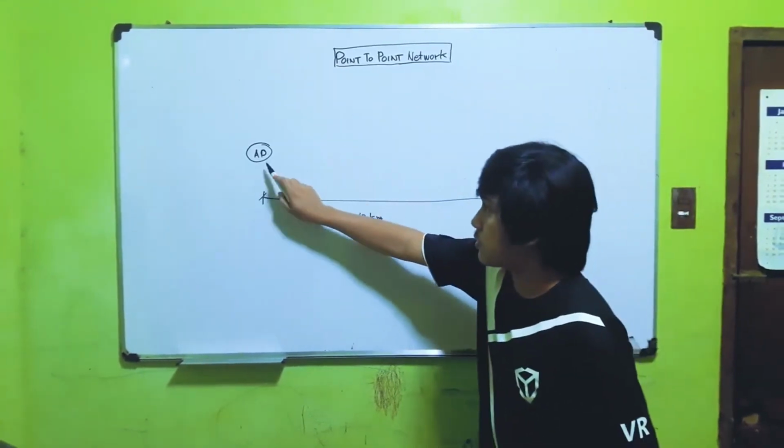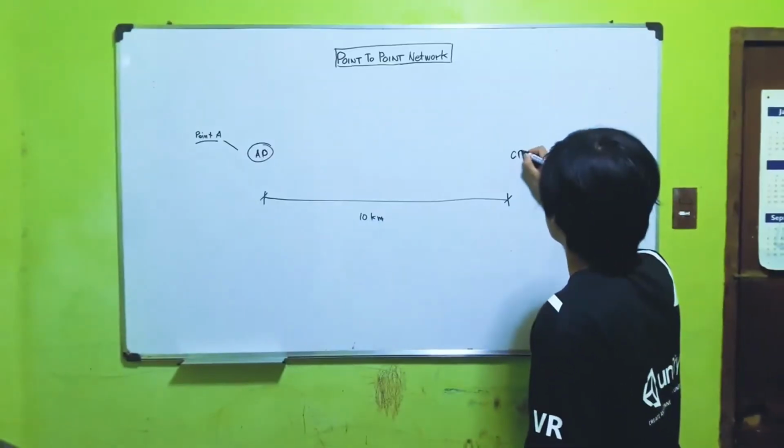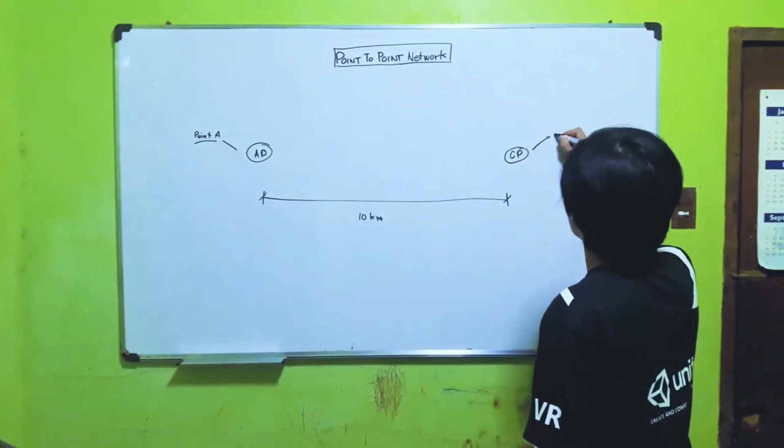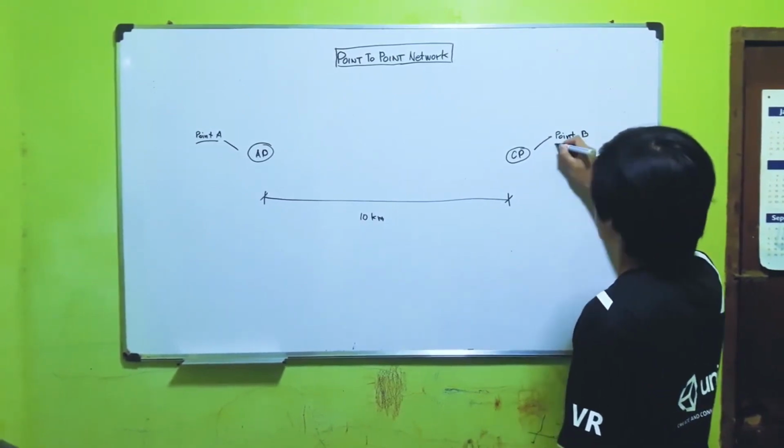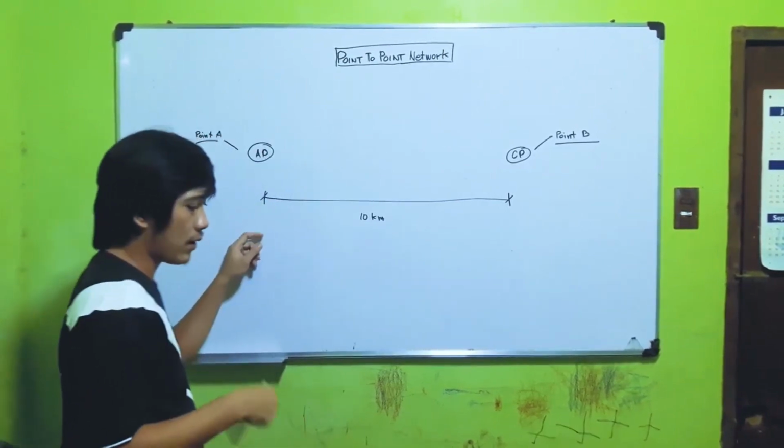So, for example, to continue, this is the access point. We can call this point A. Here we have the client point, so we can call this point B. Now, it is possible to pass an internet connection or a wireless network.